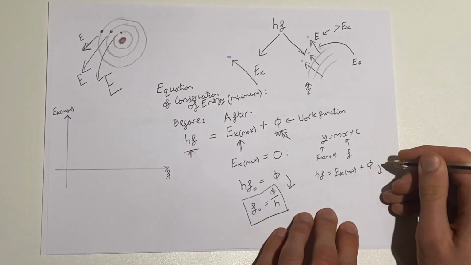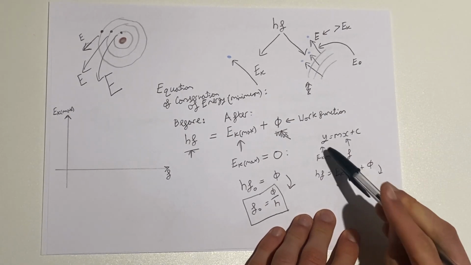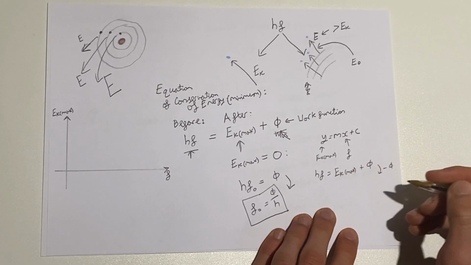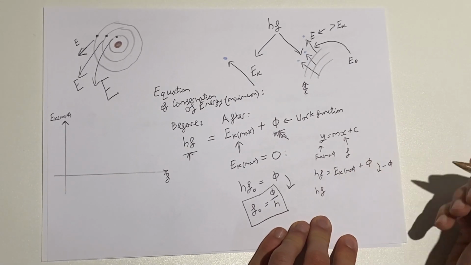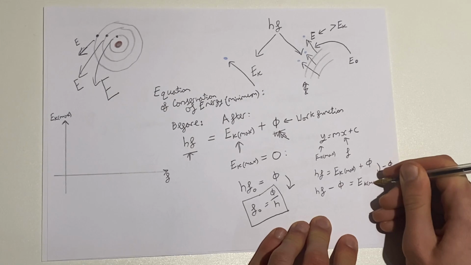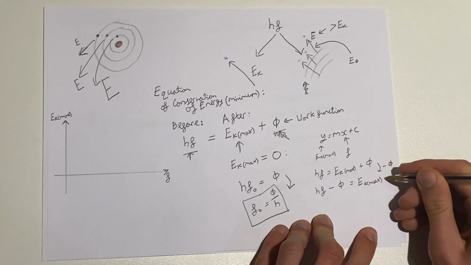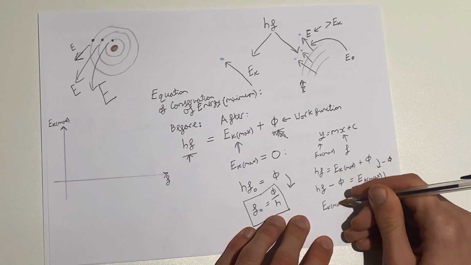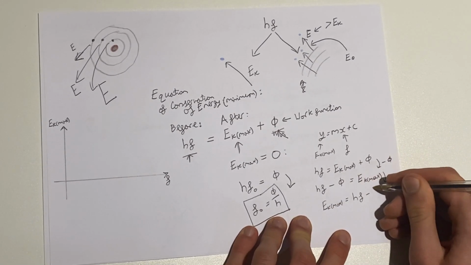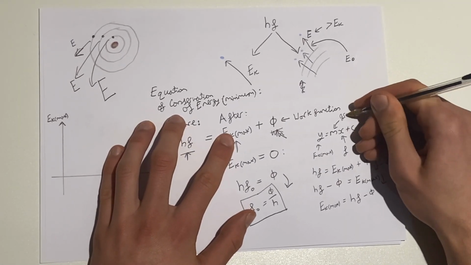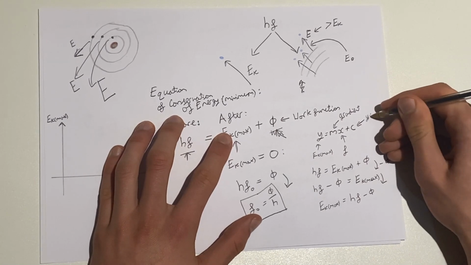So now, if you rearrange this equation to make y the subject, take away phi from both sides, you will be left with hf minus phi is equal to Ek max. Now let's make this look a bit better. Ek max is equal to hf minus phi. So what do we know from the straight line equation? m is the gradient and c is the y-intercept.